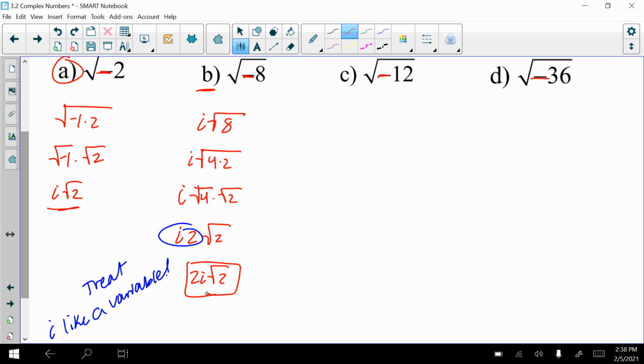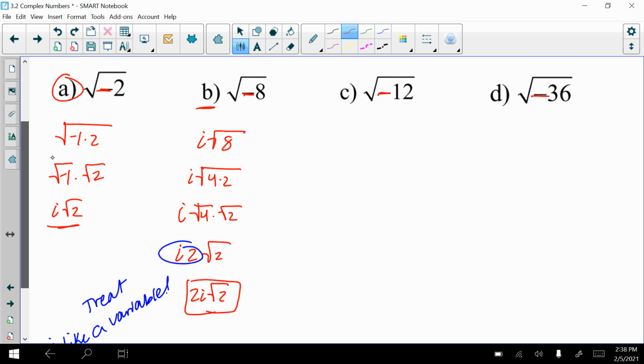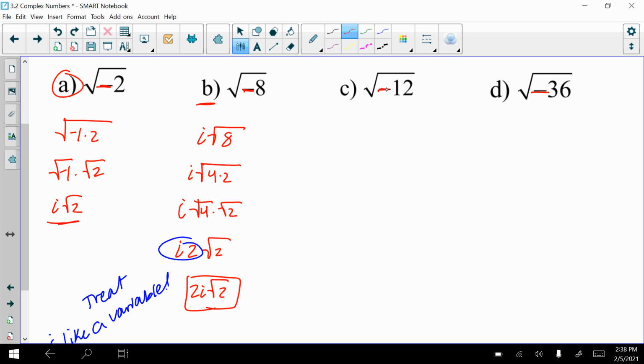Okay. So these are the exact same process as they were in the previous video. The only difference is that when you got a negative sign inside of there, you know that it pops out to become an i in front of everything.